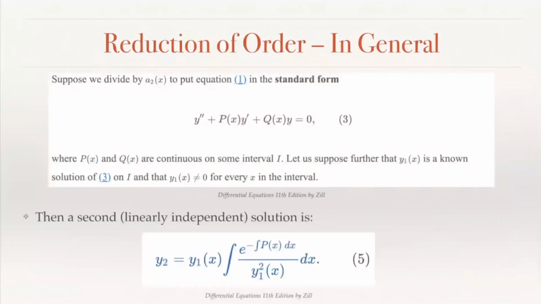Okay, so what we have shown, what we have derived, is that given a solution y1 to a second order homogeneous linear differential equation, another linearly independent solution y2 is given by this.